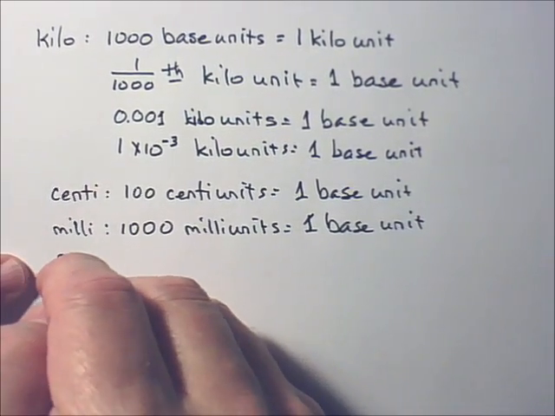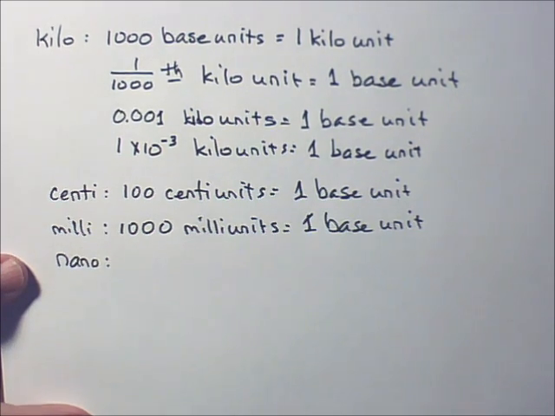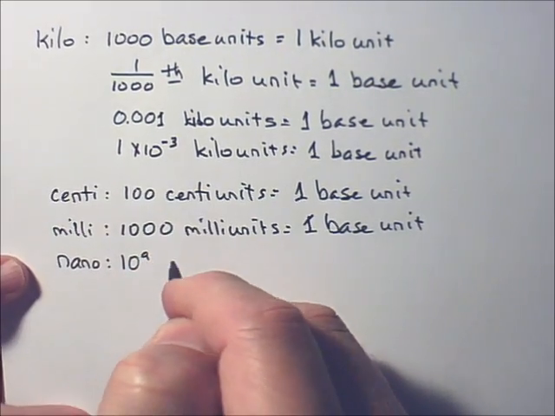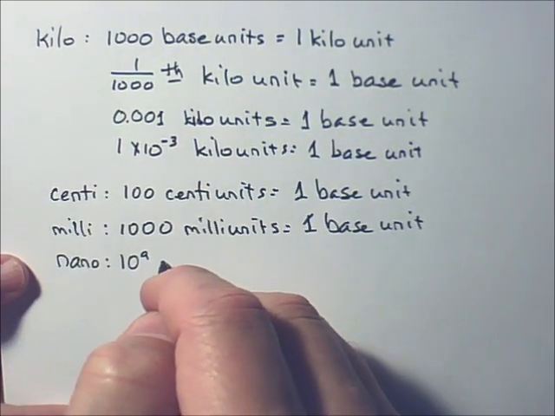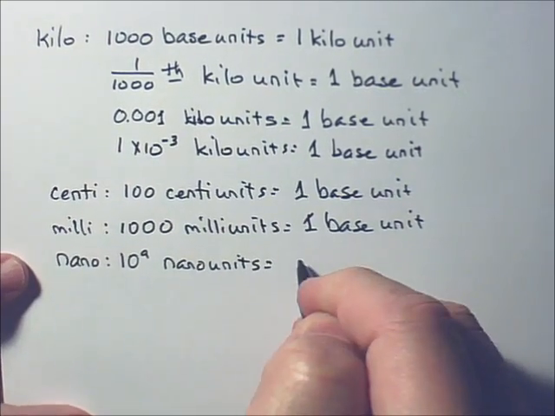Okay, how about a nano? A million? I think it's a billion, 10 to the ninth, isn't it? It has a lot of zeros. So it's 10 to the ninth nano units in one base unit.